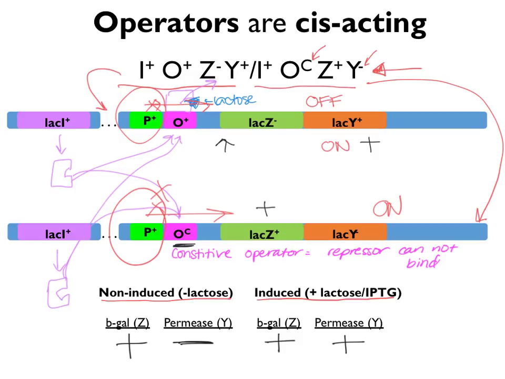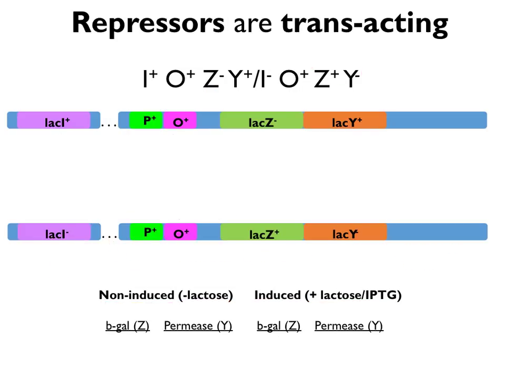And so by analyzing this merodiploid strain, we can say operators are cis-acting. This constitutive operator is only affecting expression of the genes physically linked under its control. And we can look at whether the LacZ and LacY genes will be expressed under induced or non-induced conditions in this merodiploid strain.